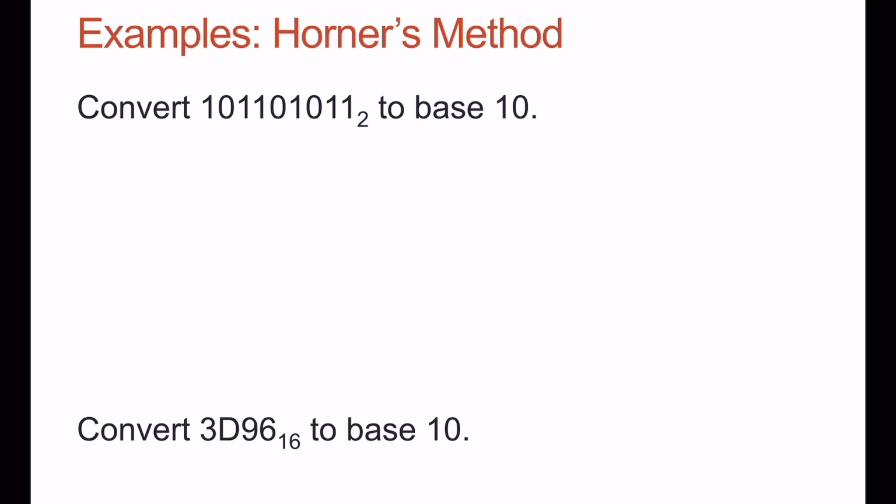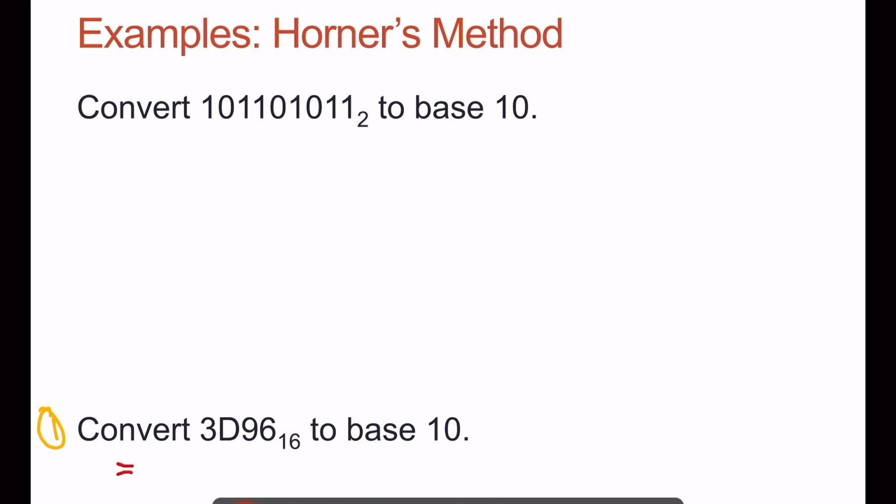Now let's look at Horner's method. Let's start with converting base 16 into base 10 first. It actually is a little easier. So we'll start off again.